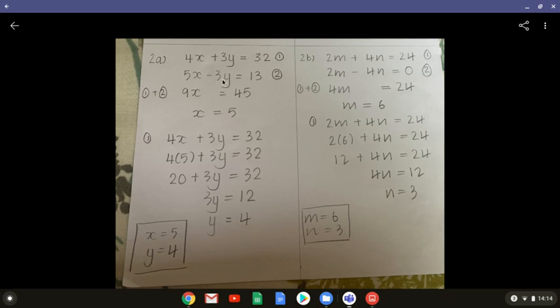So again, what was the important thing there? I've got a minus 3y and a plus 3y. If I add those together, I get 0. And I only want to be left with either x's or y's. So by adding those together, I'm just left with x terms. We can work out what x is, substitute back in to find out what y is. Here, minus 4n plus 4n is 0. So we're just left with m's. Work out what m is, substitute back in to work out n.